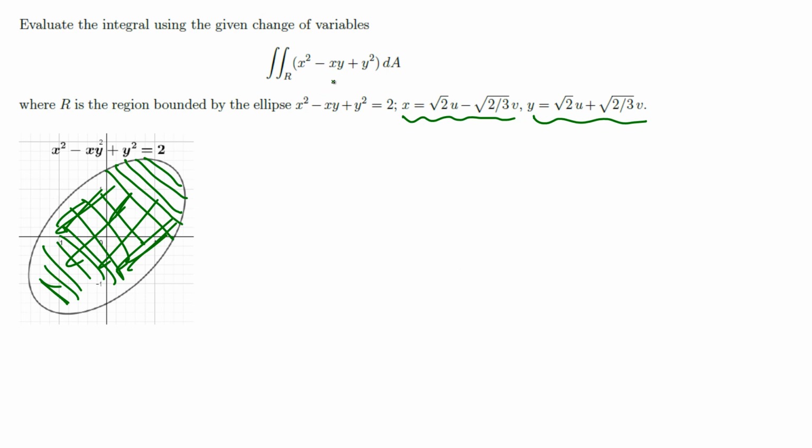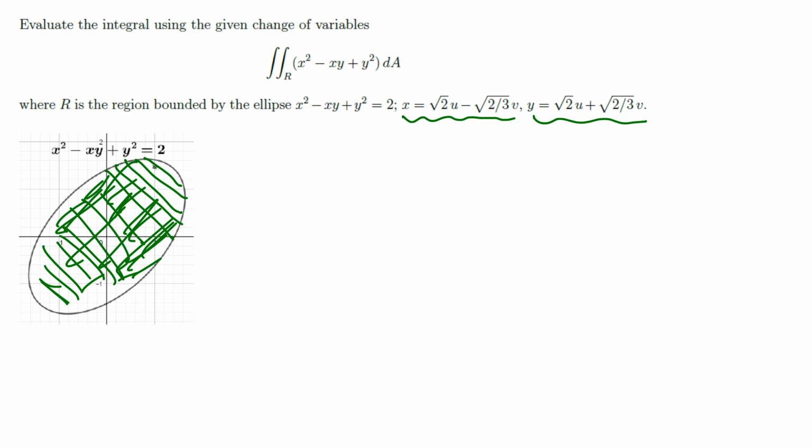So the whole idea here is that this region is not that easy to integrate with. If you want to integrate this function, the function is not bad, but the region is not that easy. We can divide it into 4 different parts and integrate, but if we make this substitution, this change of variables, this region might change into a much better one.